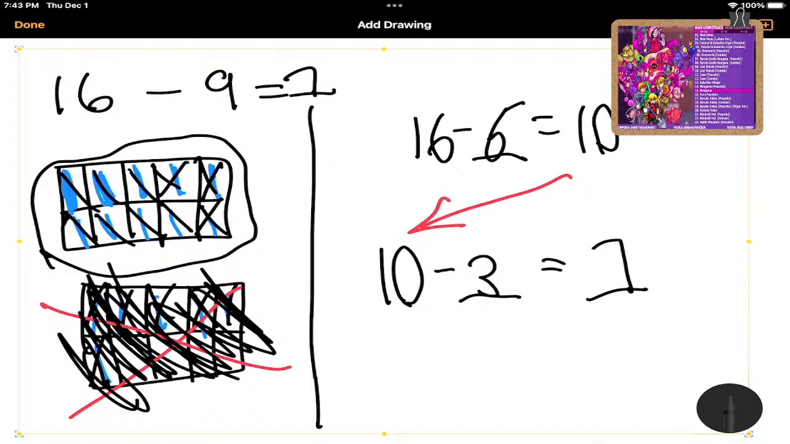16, 15, 13, 12, 13. Try again. 16, 15, 14, 13, 12, 11, 10, 9, 8, 7. 7. Okay. So now that you know how to do it, right? Yeah. Okay. So that's how they want you to do it.